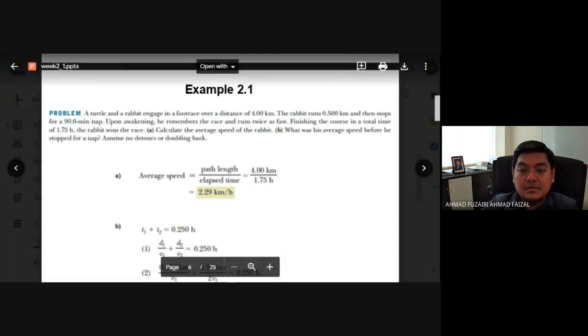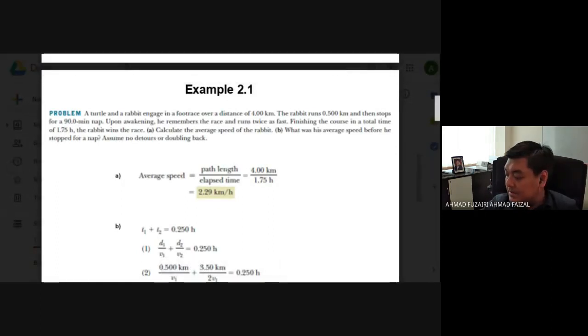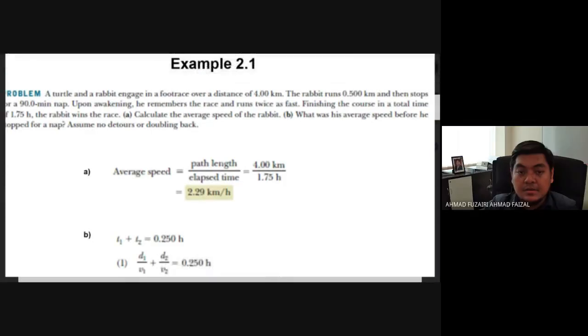Okay, sekejap. Baik, dah jumpa dah. Okay, maybe kita boleh tengok these examples. Okay, nampak. Nampak tak? Yes, nampak. Okay. Yes.